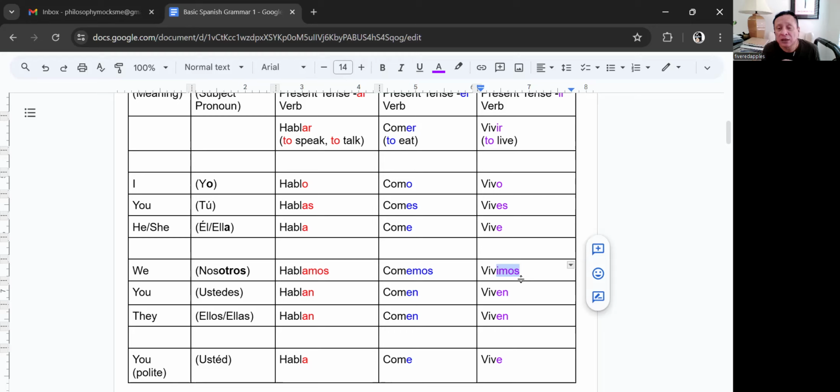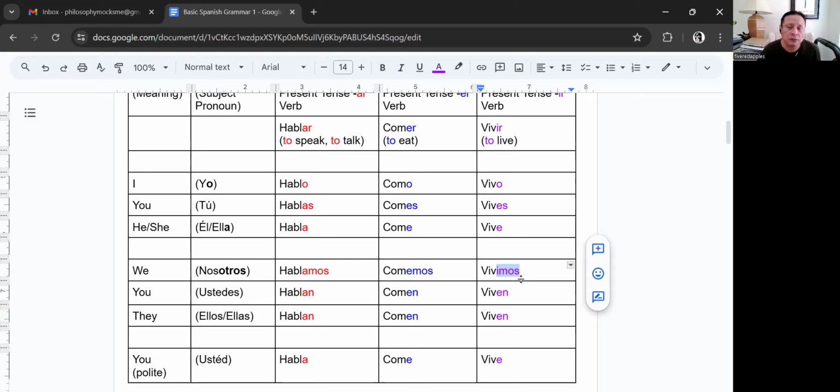There in the we form, you see the differences. But other than that, the ER verbs and the IR verbs conjugate exactly the same. So, ustedes comen, ustedes viven. Ellos comen, ellos viven. Usted come, usted vive.